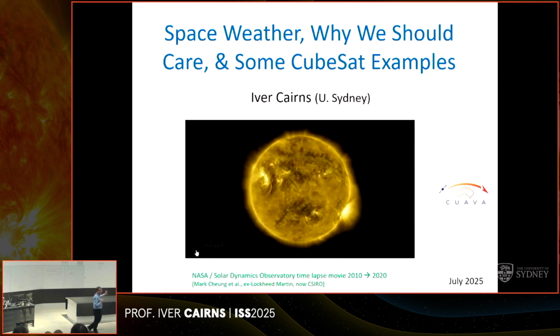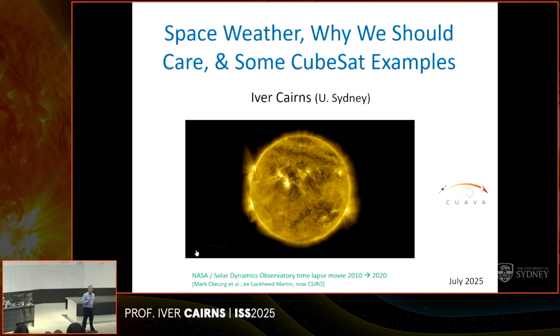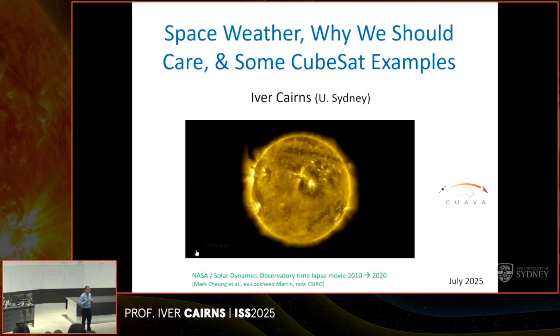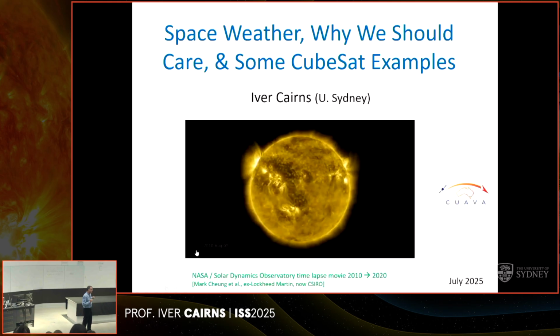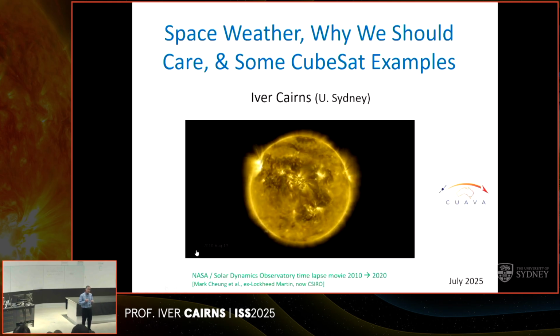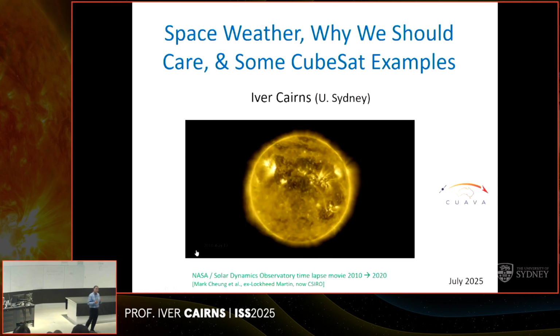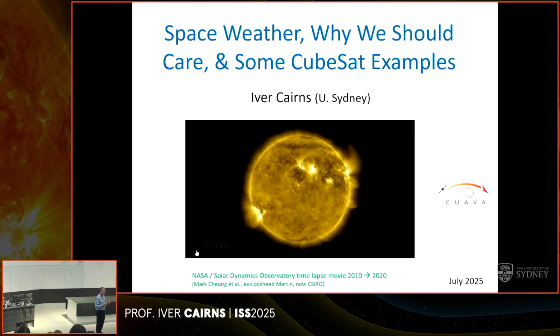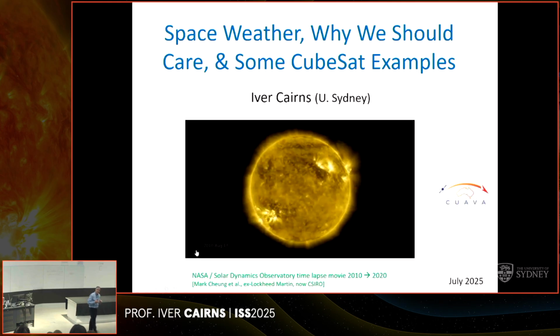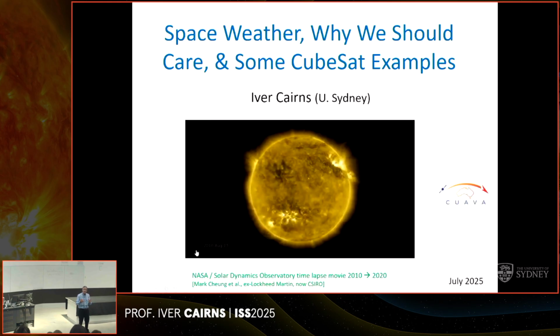And space weather is all about solar activity that influences the Earth. And if the sun is like this, we should expect to see significant variations of at least the ionosphere, the ionized portion of our atmosphere, and the region around the Earth, driven by the sun. And that's what I will try to talk to you about today.